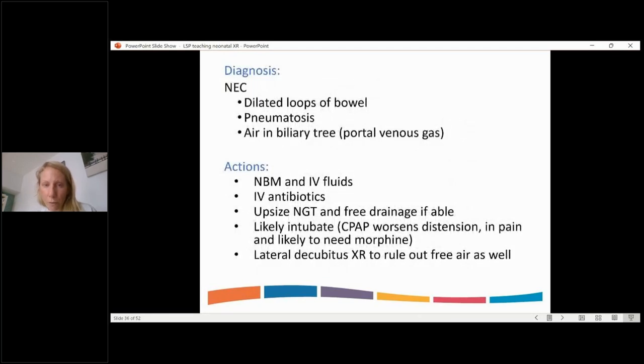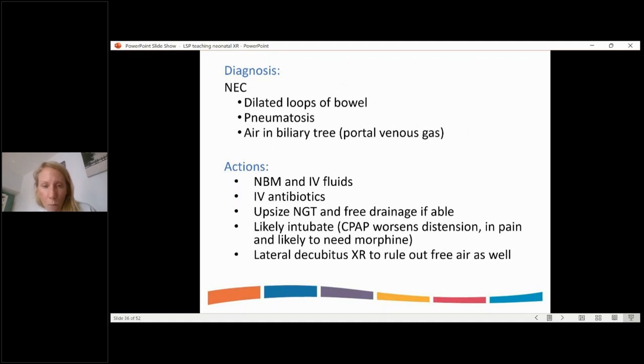And you guys all know this. We make the babies nil by mouth, IV fluids, IV antibiotics. And if you can, you want to upsize the tube to as large an NG as possible and put on free drainage. And remember that baby's on CPAP, so most likely you're going to need to intubate them because you don't want to worsen the abdominal distension. And with an x-ray like that, they're probably going to be in pain and therefore going to need morphine as pain relief.